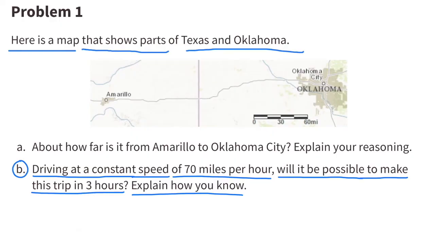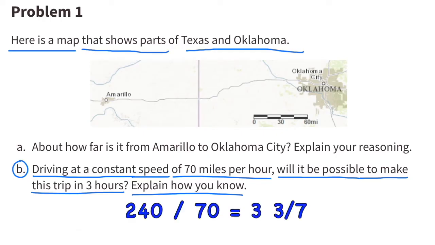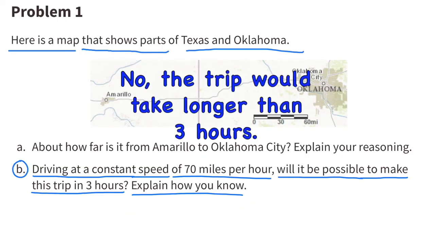B. Driving at a constant speed of 70 miles per hour, will it be possible to make this trip in 3 hours? Explain how you know. A distance of 240 miles divided by 70 miles an hour equals more than 3 hours of driving, so the answer is no. Even driving in a straight line, the trip would take longer than 3 hours.